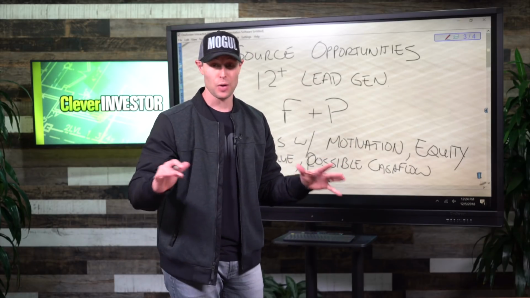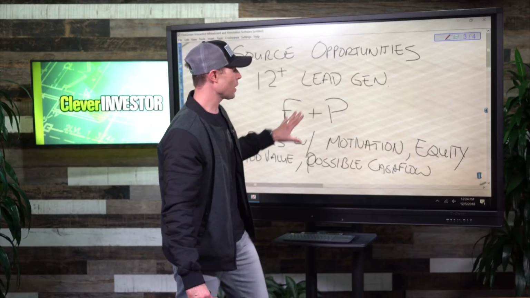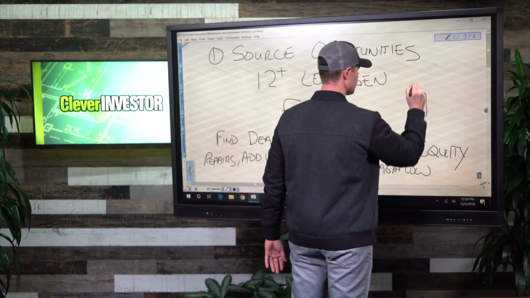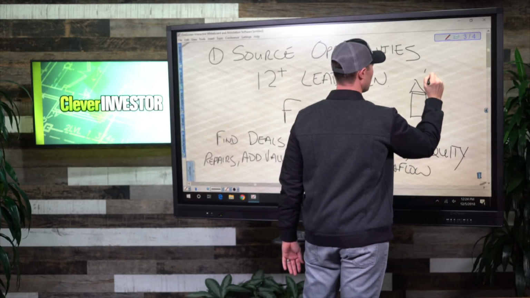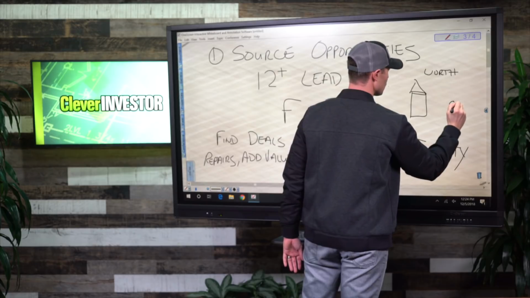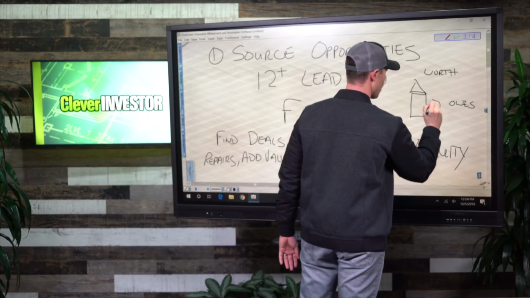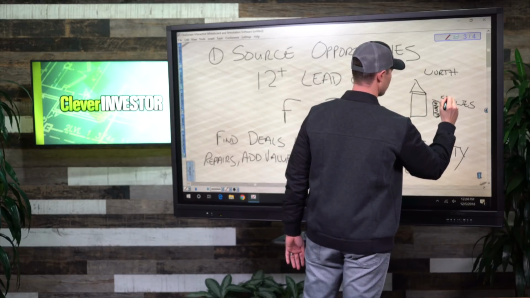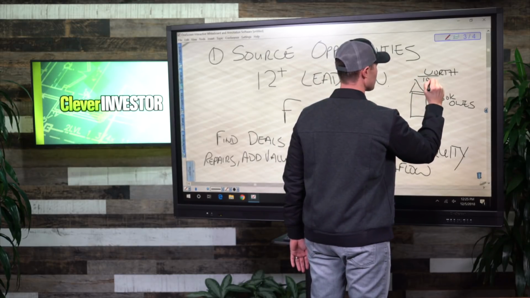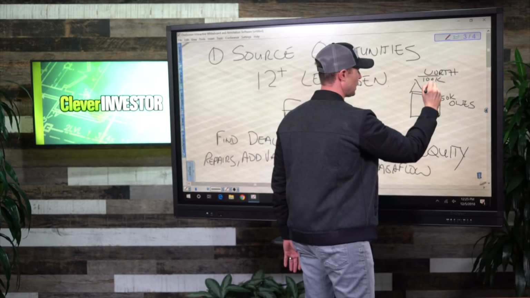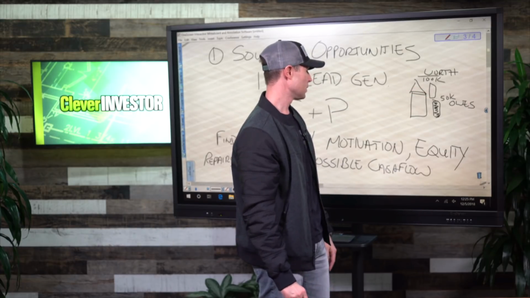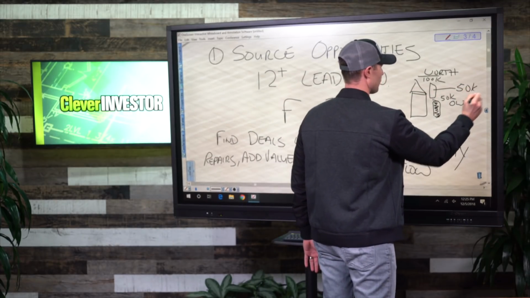If they don't have motivation, they're probably not going to sell at a discount. We need it to where the home has equity in it, right? And equity is essentially the difference between what the home is worth and what the homeowner owes. So let's just say the homeowner owes $50K to the bank, but the house is worth $100K. How much equity do they have? If it's worth $100 but they owe $50, how much equity do they have? Well, they have $50K in equity, right?